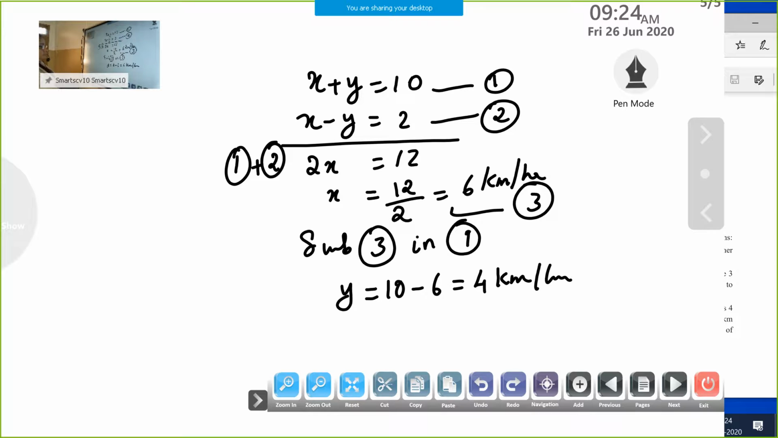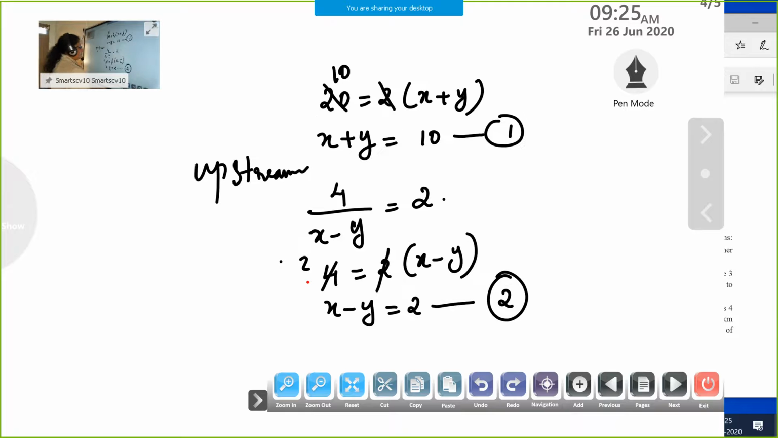Clear? That means the speed of rowing in still water is 6 kilometers per hour and the speed of the current is equal to 4 kilometers per hour. Right? Speed in still water is equal to 6 kilometers per hour and speed of the current is 4 kilometers per hour. Clear?